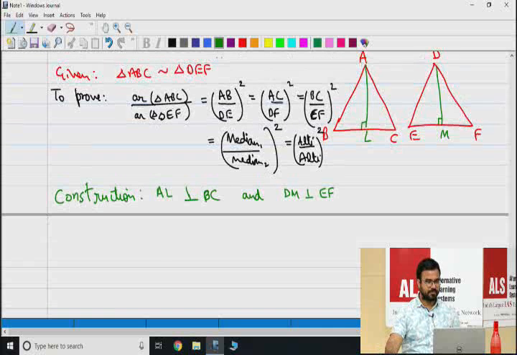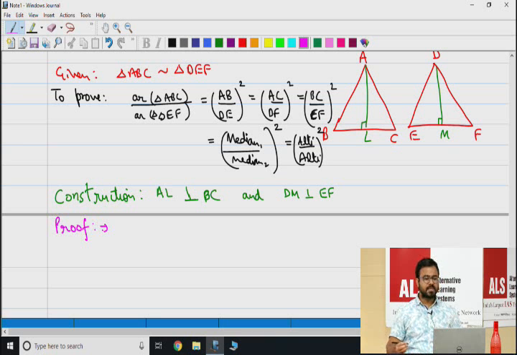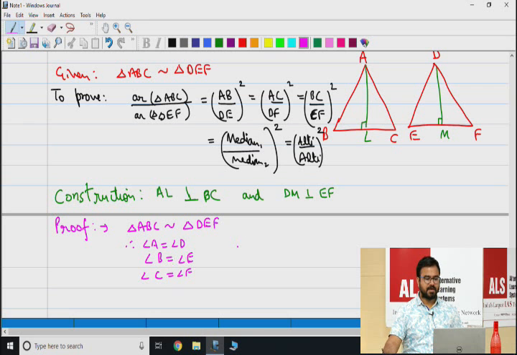Now we can start with the proof. Now we know that these two triangles are already similar. Triangle ABC is similar to triangle DEF. Therefore we know angle A is equal to angle D, angle B is equal to angle E, angle C is equal to angle F, and this ratio AB over DE is equal to AC over DF, and that is equal to BC over EF. This is the relationship we know.